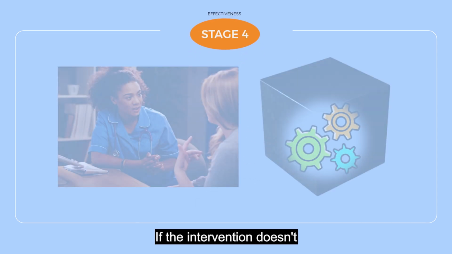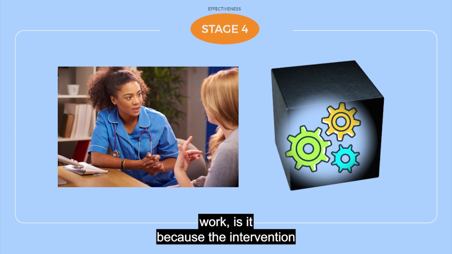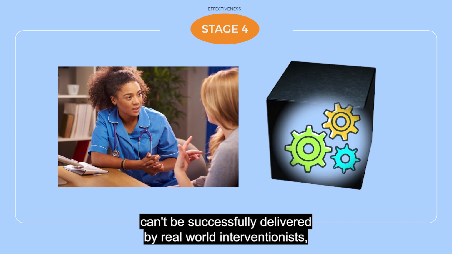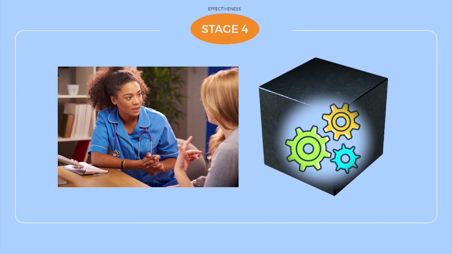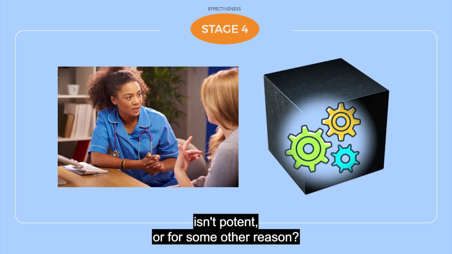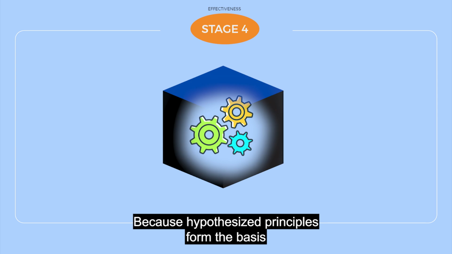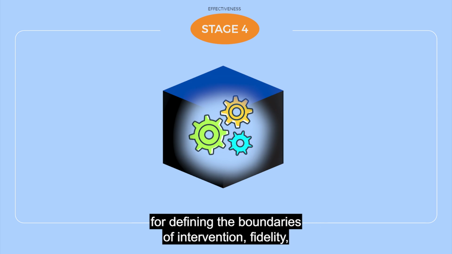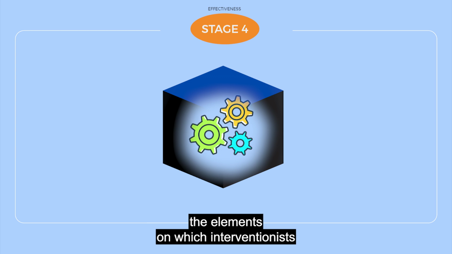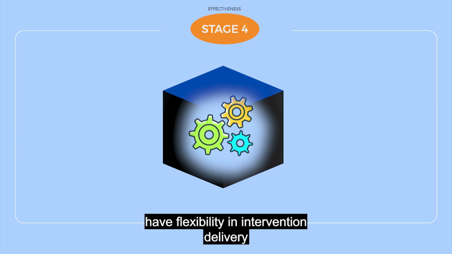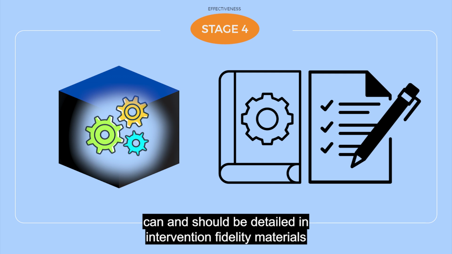If the intervention doesn't work, is it because the intervention can't be successfully delivered by real-world interventionists? Or because the intervention isn't potent, or for some other reason? Because hypothesized principles form the basis for defining the boundaries of intervention fidelity, the elements on which interventionists have flexibility in intervention delivery can and should be detailed in intervention fidelity materials.